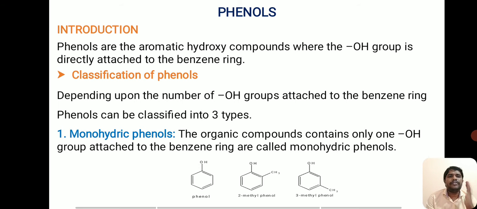Classification of phenols. Depending upon the number of OH groups attached to the benzene ring, phenols can be classified into three types. One is monohydric phenols. These organic compounds contain only one OH group, which is directly attached to the benzene ring. For example, in phenol, the OH group is directly attached to the benzene ring. In 2-methyl phenol, we have one hydroxy group, and in the third case, 3-methyl phenol, we have one OH group.